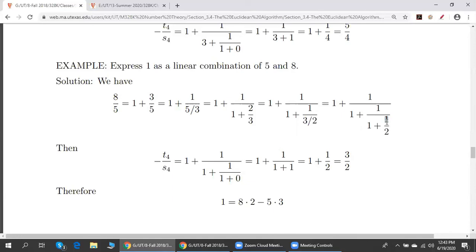Lastly, we replace this by 0. Done. And then we convert this fraction into a single fraction. So top is 3, bottom is 2. We multiply bigger number by smaller number minus smaller number by bigger number. The result is 1.